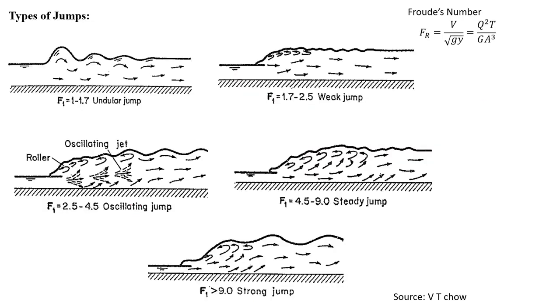Let's see what the types of jumps are. Based on the Froude number before the jump, F1. Here F1 denotes the Froude number before the jump, so we will follow the same notation. Froude number before jump.